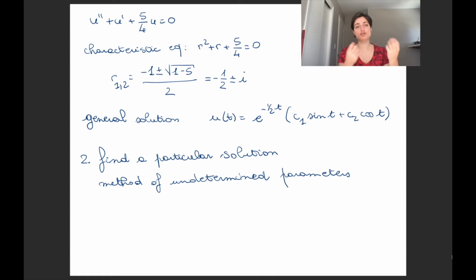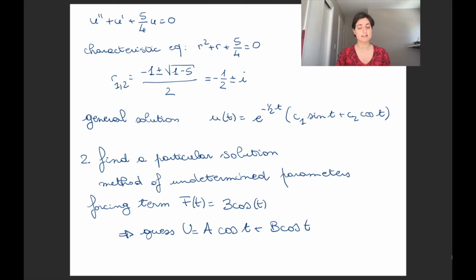Now that we have the general solution for the homogeneous problem, we want to find a particular solution of the non-homogeneous problem. And we're going to do it with the method of undetermined parameters because the right-hand side, our forcing term, is so nice. It's just 3 cos t. So undetermined parameters work in this setting.